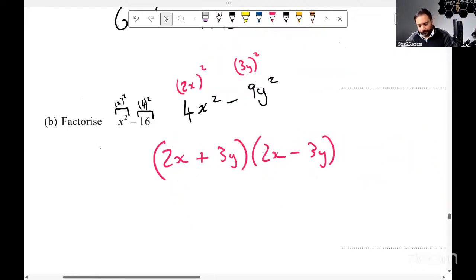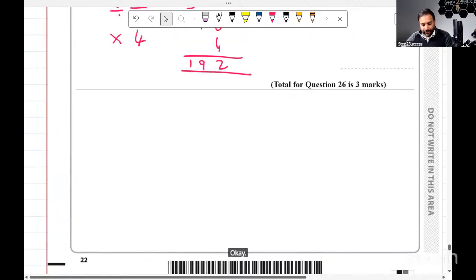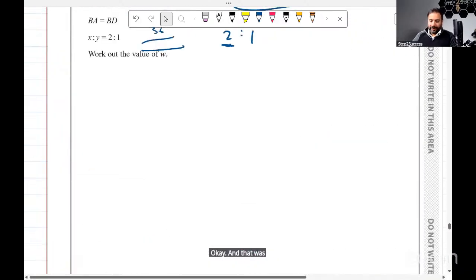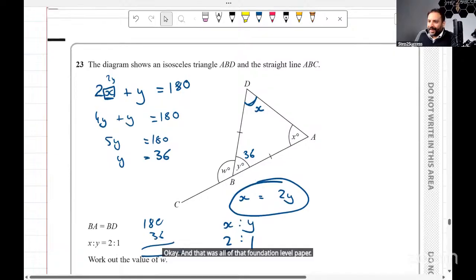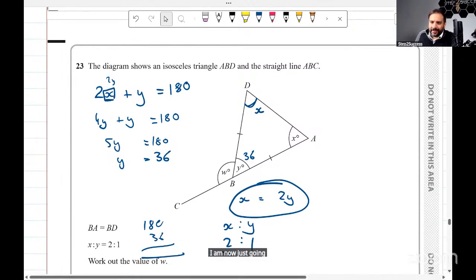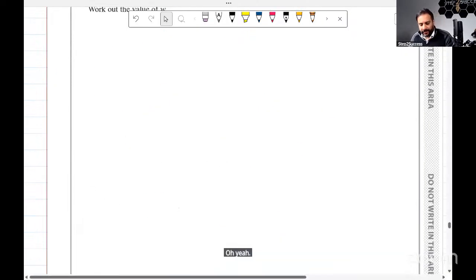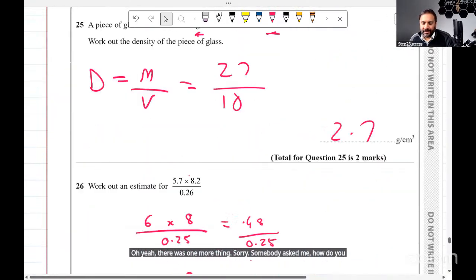Okay. And that was all of that foundation level paper. I am now just going to focus on some of the other questions that have been asked. Oh yeah, there was one more thing. Somebody asked me how do you convert normal decimals into a fraction?